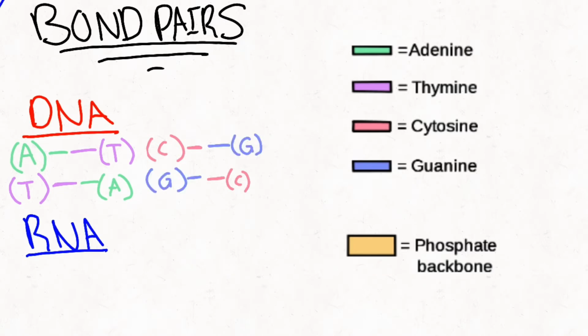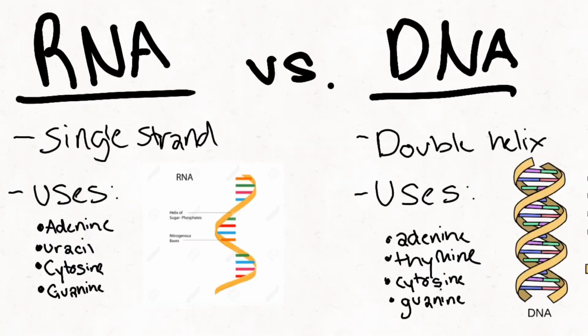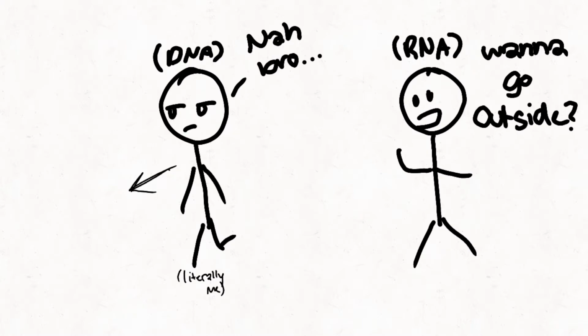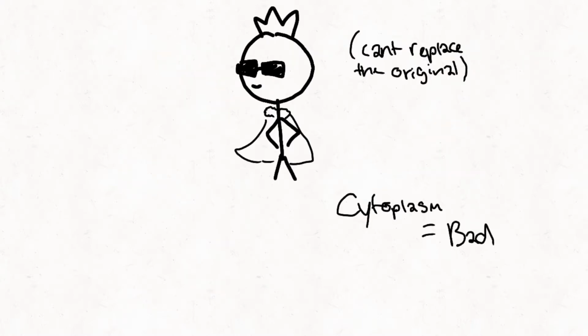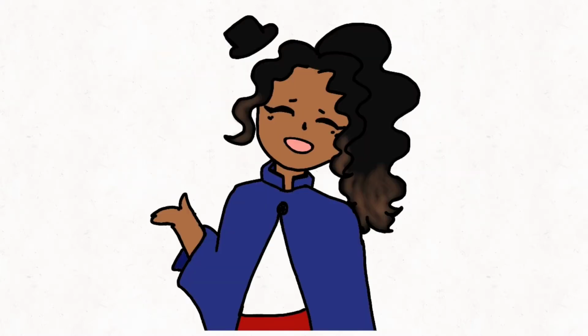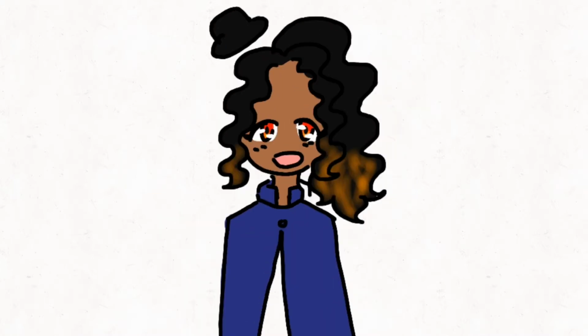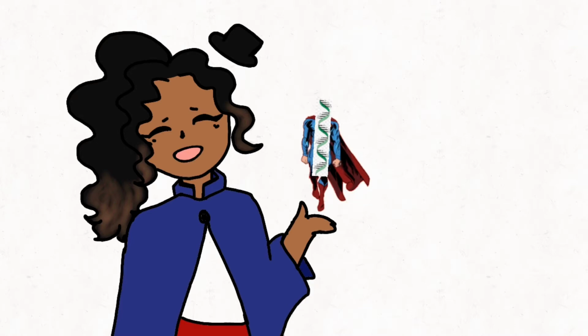However, in RNA, A bonds with U, C bonds with G, and that is because DNA uses thymine whereas RNA uses uracil. Since DNA is the master copy, it will not leave the nucleus since there is no replacement for it. So the DNA has to find a new way to communicate instructions. But how? That's where mRNA comes in to save the day.